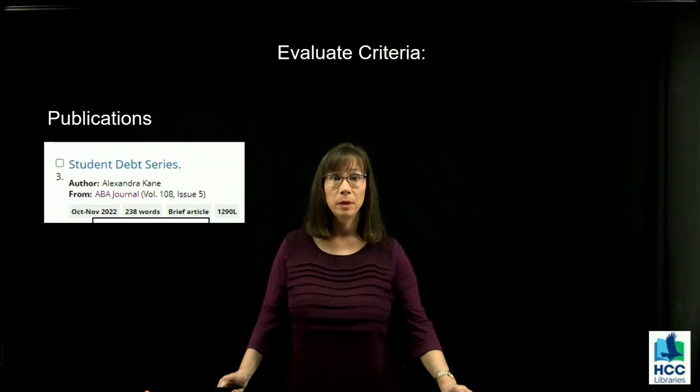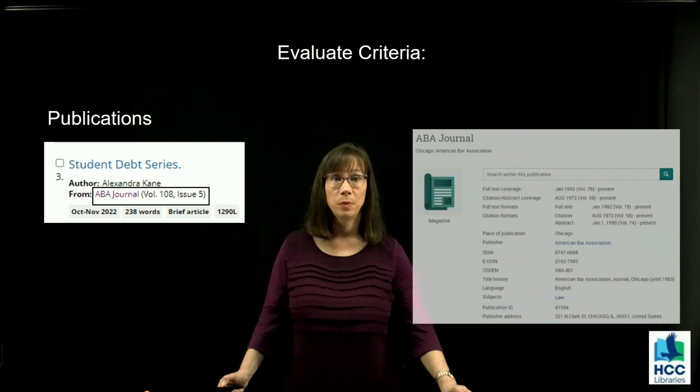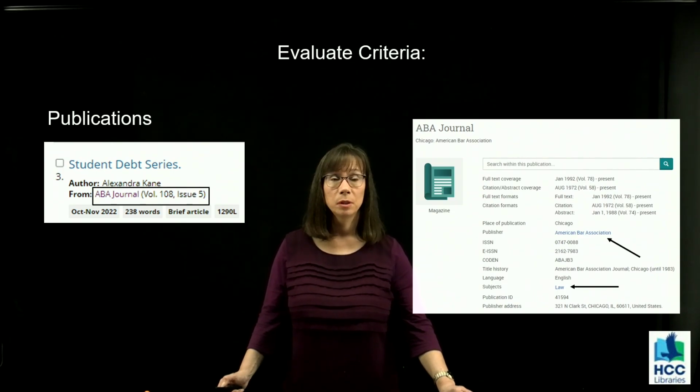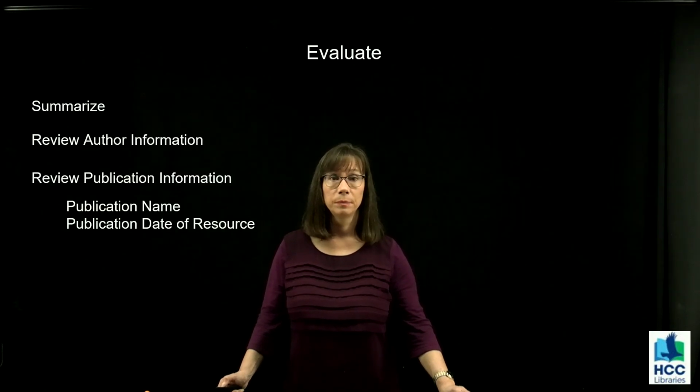Publication in this example is the ABA Journal. To see a description of the journal, when applicable, choose the publication title and a journal description page opens. The journal description will tell you the publisher name, which for this example is the American Bar Association, and the subject categories this journal covers. The ABA Journal covers subjects of law. Based on this criteria, if your research needs ask for a resource from a legal standpoint, this would be a great resource. Also in the publication description, scholarly and peer-reviewed information should also be noted.